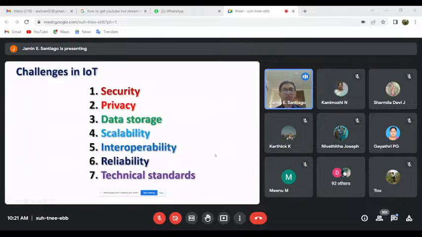Now, what are the challenges in IoT? Now, I know that the next speakers will be talking about this because this is an important topic, especially for the industrial Internet of Things. Number one is security. I was asked this question in one of my lectures in IoT for students. Now, the answer is, it depends on the device.